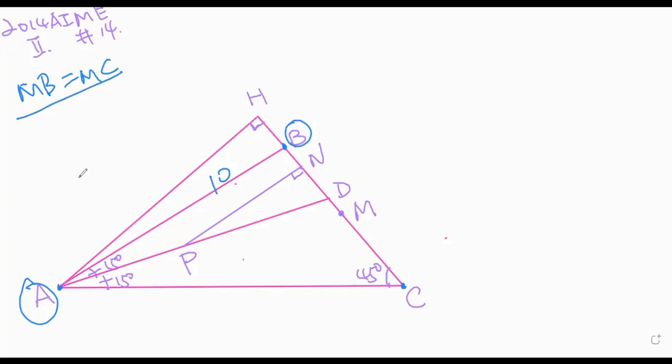M is the midpoint, and N is also the midpoint of another segment. So it's the midpoint of HM. So it means HN equals NM, right? That's the midpoint. But here is perpendicular. You see that? PN is perpendicular to BC. AH is also perpendicular to BC. So it means this side is parallel to this side. So this is a right angle.